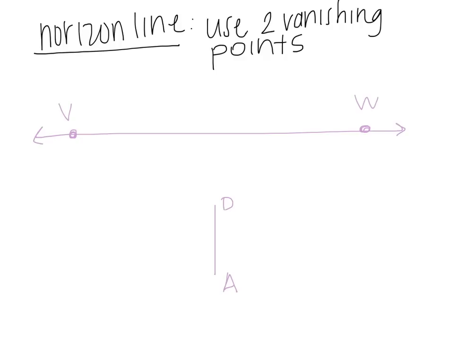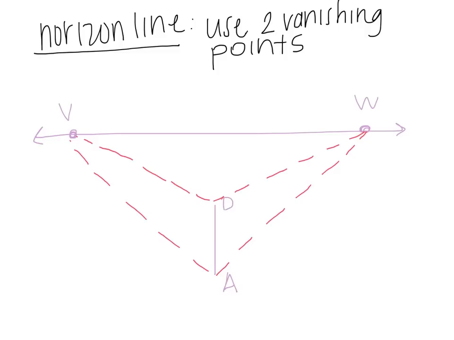Then what I'm going to do is, just like we were doing before, I'm going to connect the top using a dashed line to point W, as well as A to point W. And let's do the same thing on the other side. So I'm going to connect D to V and A to V.